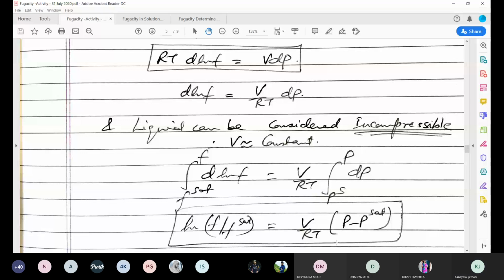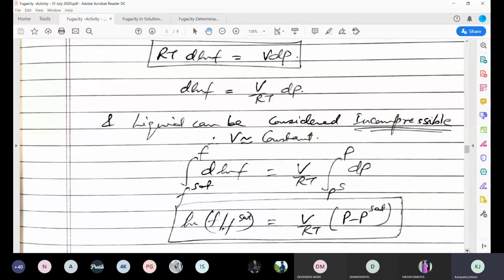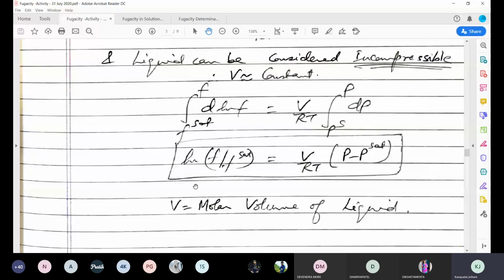ठीक है. सिंपल डेरिवेशन है, ज़्यादा कुछ नहीं है इसमें. We are just starting from here and integrating it between saturation pressure and actual pressure, and saturation fugacity and actual fugacity. And where V is the molar volume of liquid, we are taking it out of the integral because it is constant for liquids.